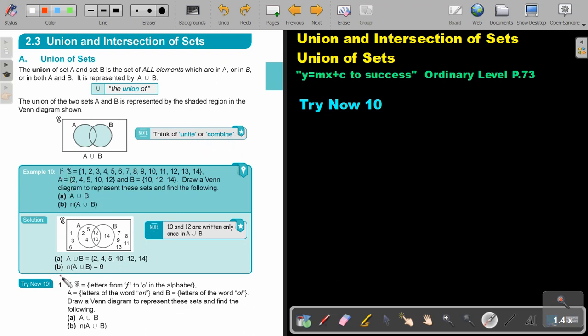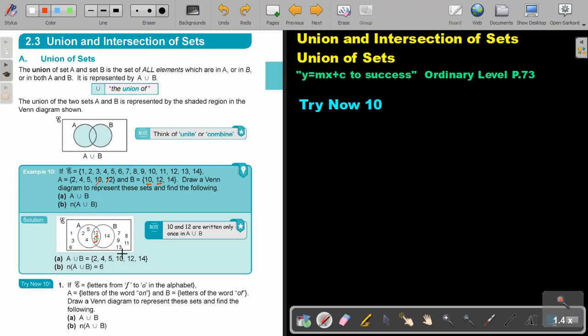Now let's look at example 10. If the universal set is this, and if A is this and B is this, draw a Venn diagram to represent these sets and find the following: A union B. Let's first draw the Venn diagram. Let's first check what is in A that's also in B. That will be 10 and 12. If that is out, then it's 2, 4, 5, and 14.